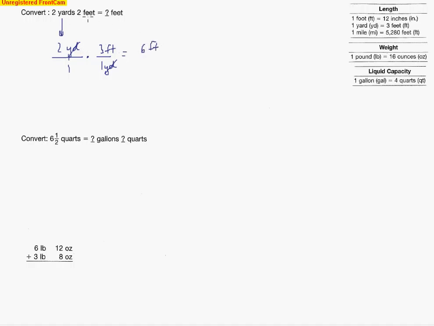But I have to also carry on this 2 extra feet. And so when I do that, I end up with 8 feet. And that would be my answer.